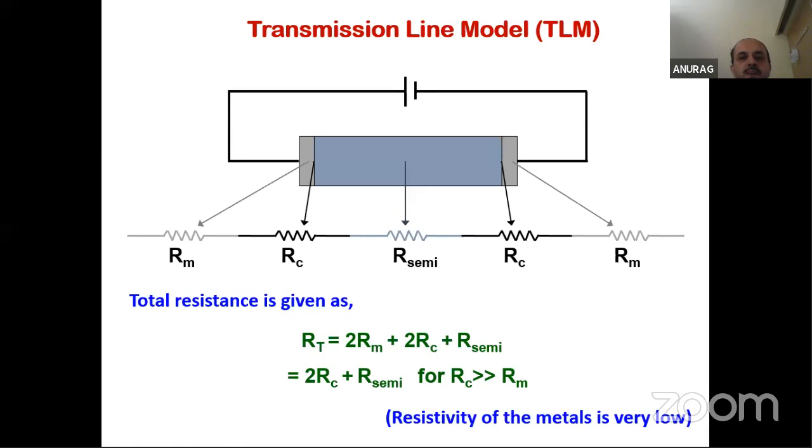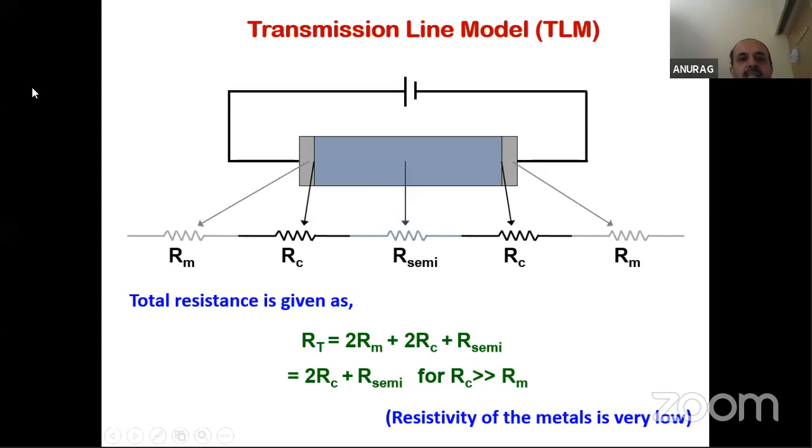To measure it experimentally, I show you this kind of diagram. This is R semi, the semiconductor. I have two metal contacts on it. If there's a 4 probe, then there will be 4 contacts, but I just start with the 2 probe measurement. This is called the transmission line model, the TLM method, for the calculation of RC dash, the specific contact resistance, or even the contact resistance also.